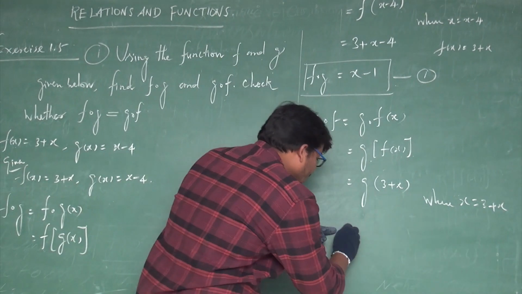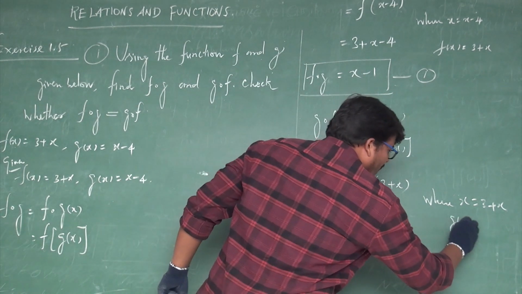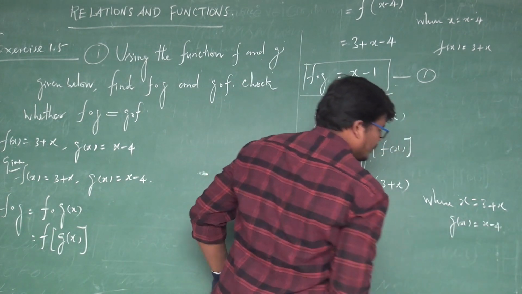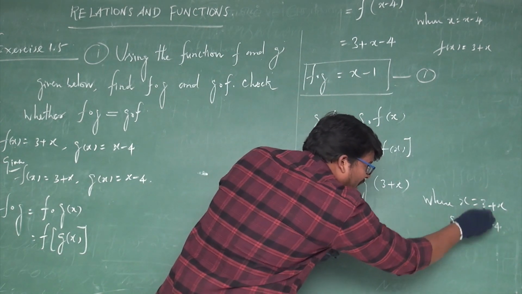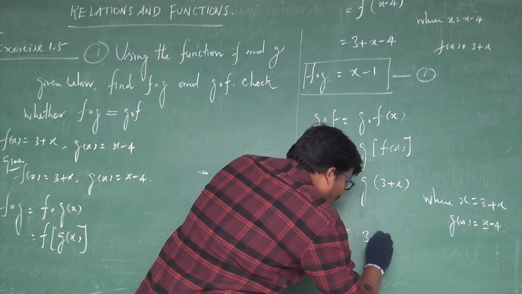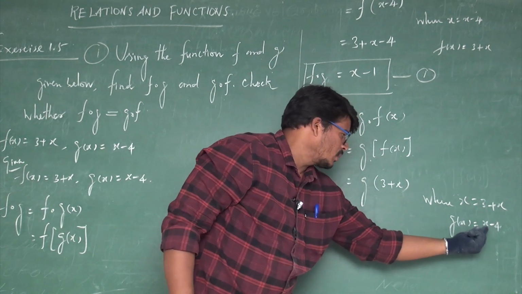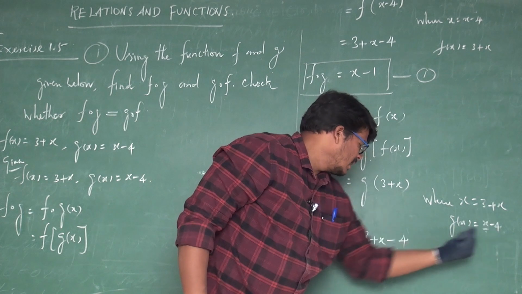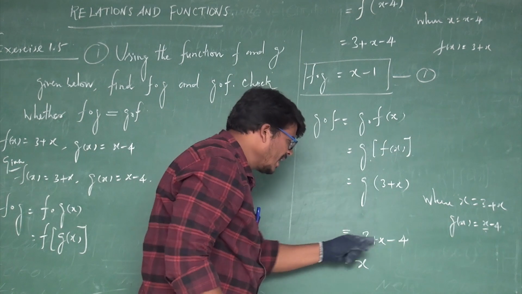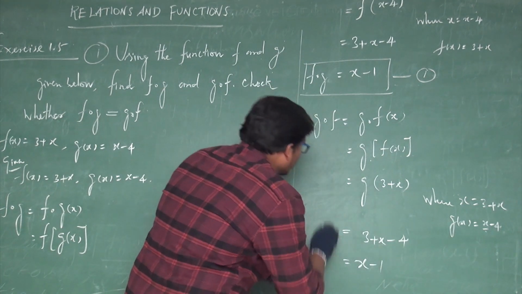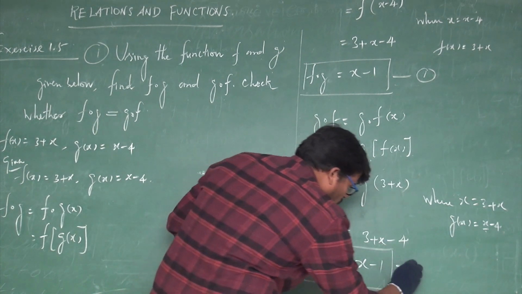Substitute in g of x. Here g of x is x minus 4. Now substitute 3 plus x for x, so 3 plus x minus 4. The x is the first term, and 3 minus 4 is minus 1. This function g dot f is x minus 1. That is equation number 2.